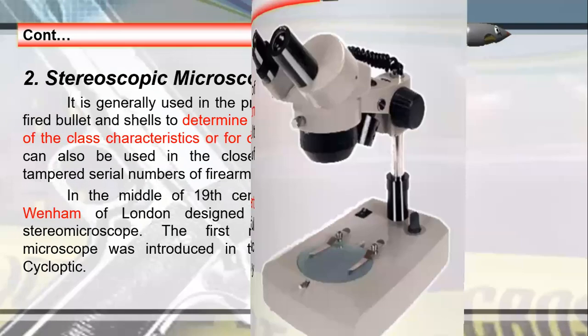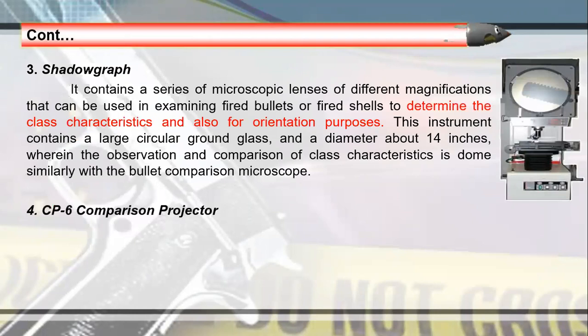Next, number 3, shadowgraph. Shadowgraph is similar to the stereoscopic microscope to determine and orient the class characteristics. The instrument contains a large circular ground glass with a diameter of about 14 inches, so isang ruler. Pwede nating ipagkumpara yung mga individual and class characteristics one by one, hindi siya simultaneous.